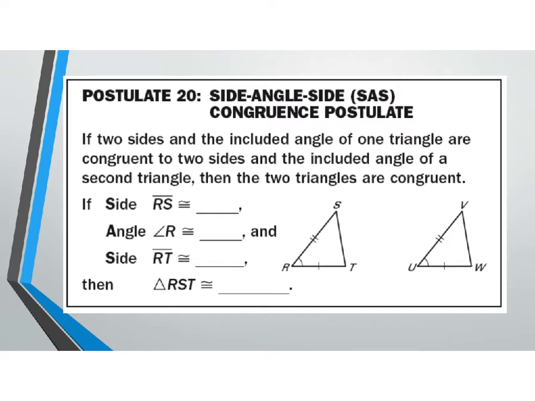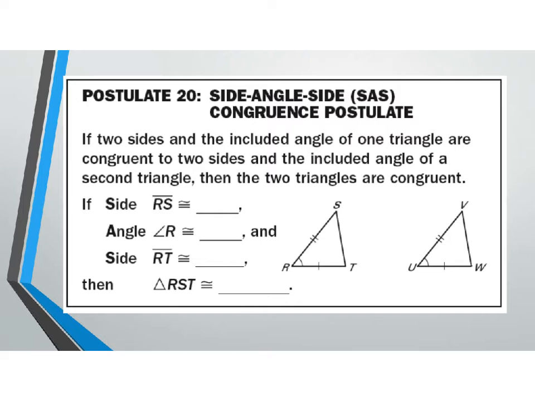So what it means by included angle is this right here. Look at where R and U are. It's showing that RS and VU are congruent to each other, and then also RT and UW are congruent to each other, and the angle that's being shown congruent cannot be any other angle than the one angle that is in between those two segments, which in this case is R, and in this case is U. So we couldn't show that S is congruent to V. It has to be the angle in between the two sides that are being shown congruent to each other.